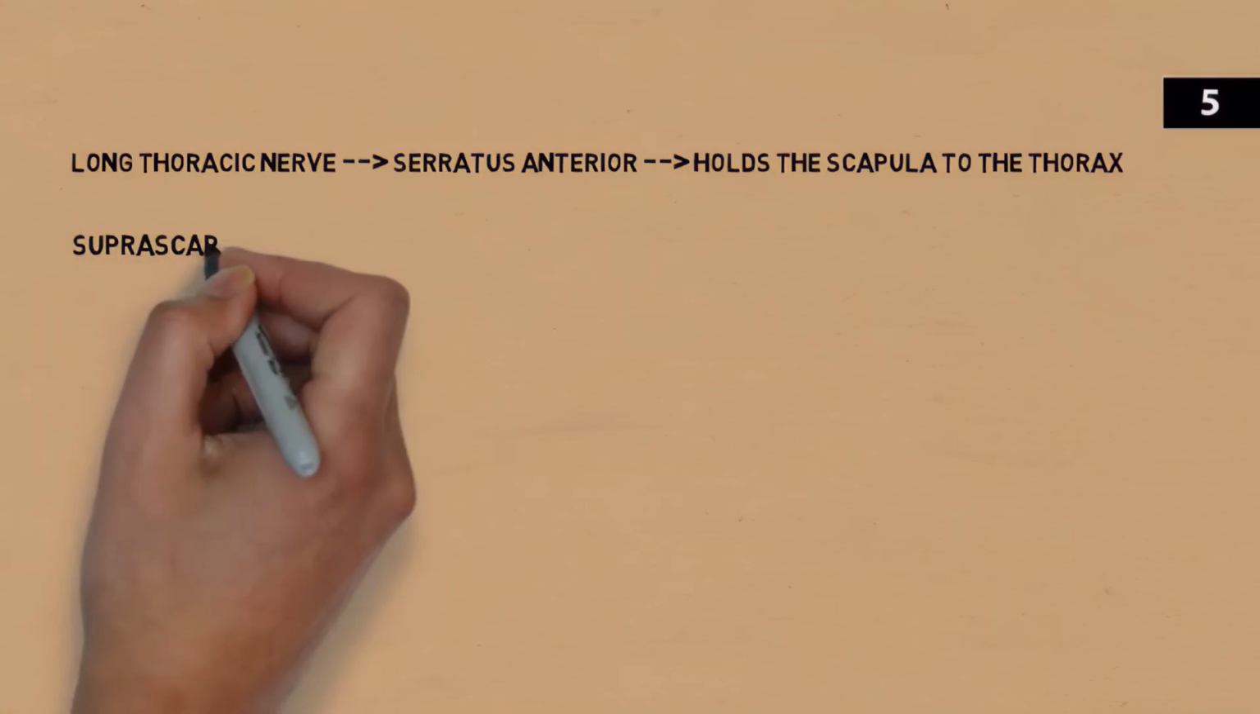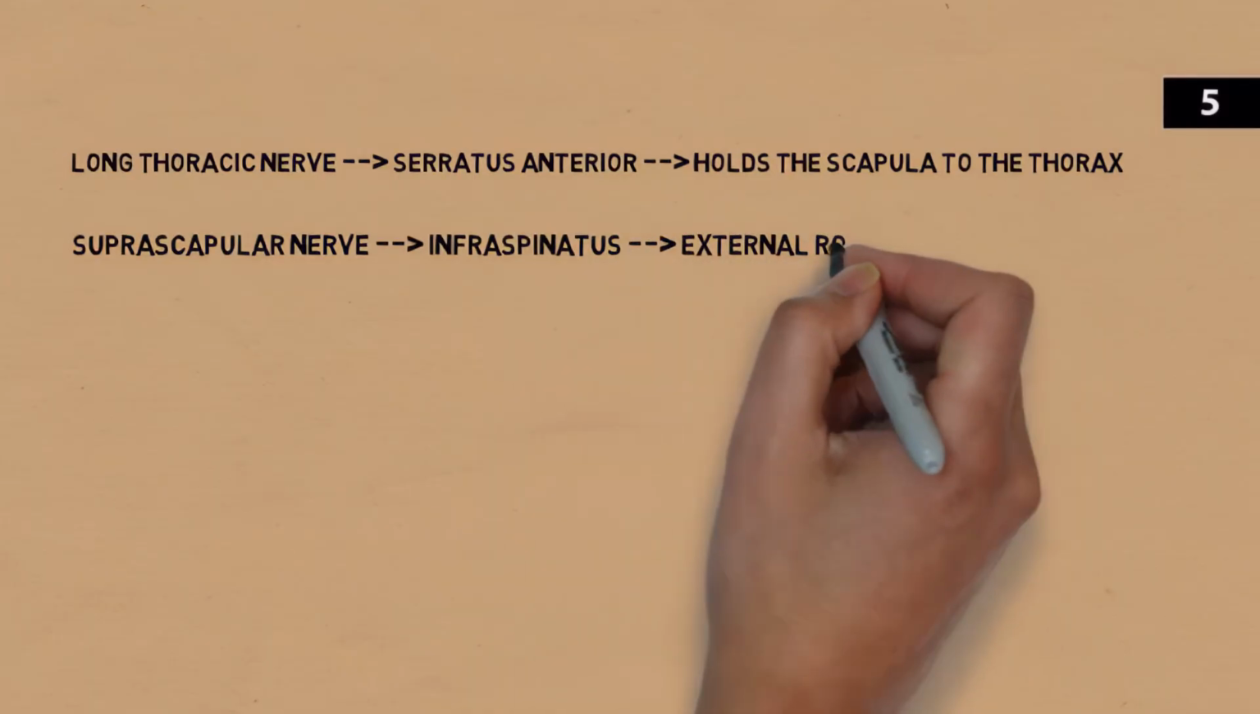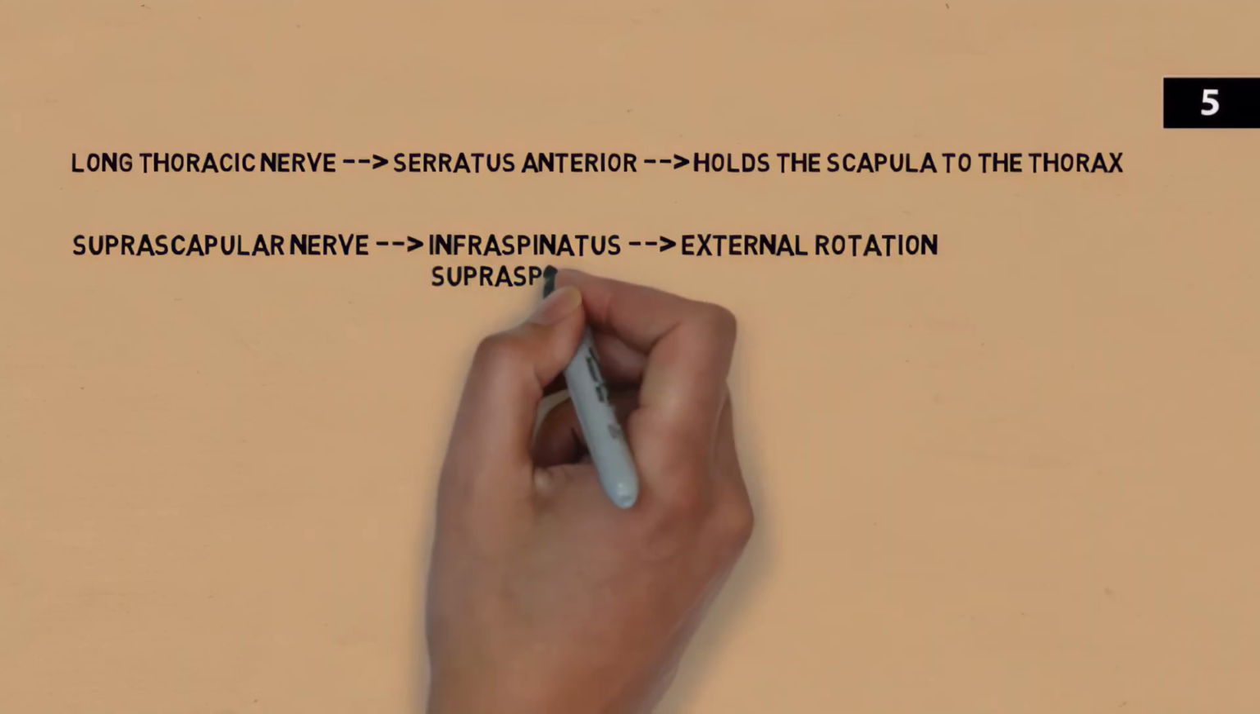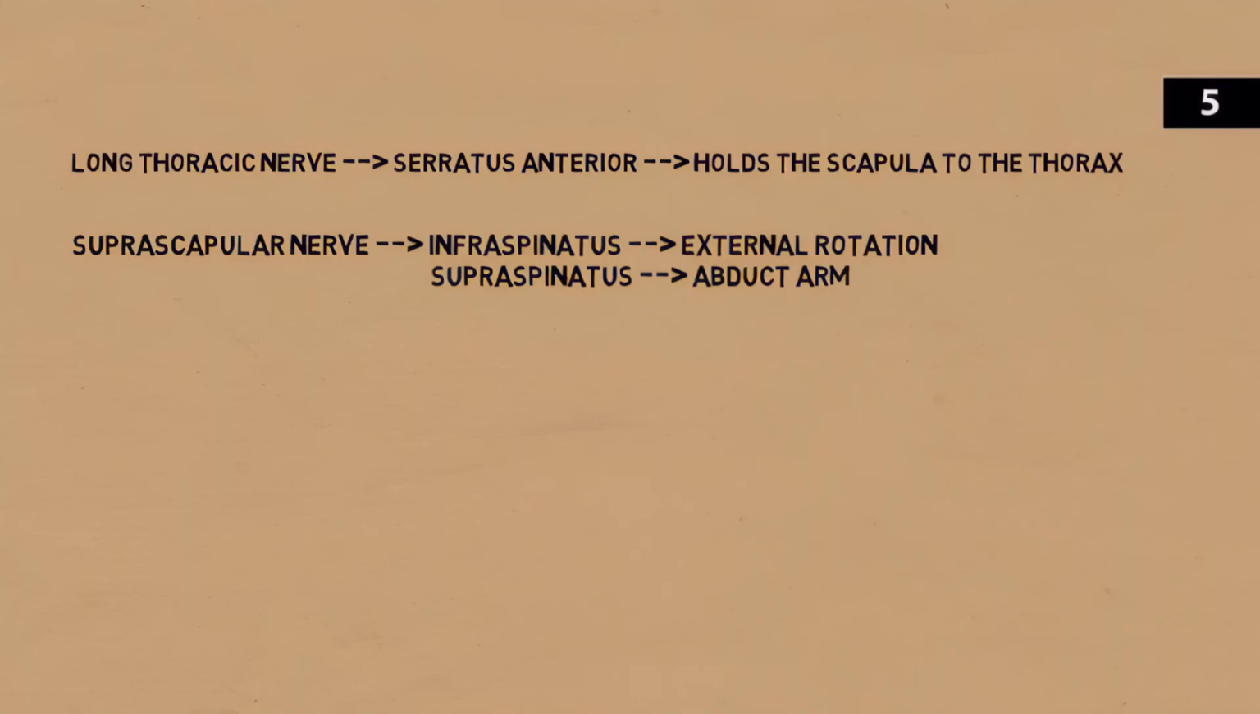Next, we have the suprascapular, and this is going to innervate the infraspinatus and the supraspinatus. Now these are parts of the rotator cuff. Now the infraspinatus externally rotates the humerus and stabilizes the shoulder joint. The supraspinatus is going to act to abduct the arm.